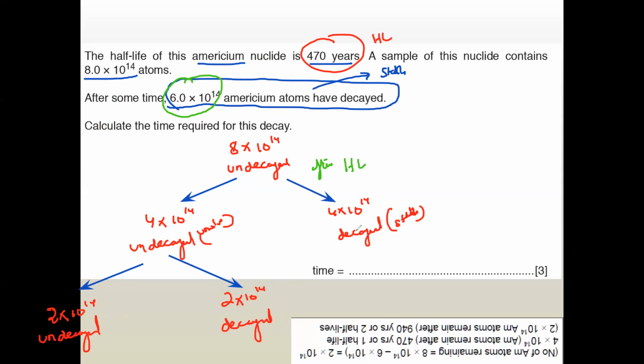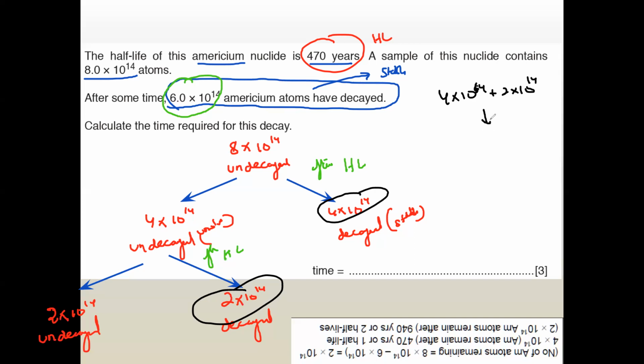So how many total atoms have decayed till this point, after another half-life? As you can see from the values, first 4 exponent 14 decayed, then 2 exponent 14 decayed. Till this point, 4 exponent 14 plus 2 exponent 14, so when we add, actually 6 exponent 14 atoms have decayed. And the question was, when 6 exponent 14 atoms have decayed, how much time is required?